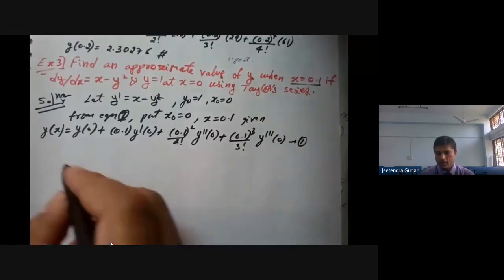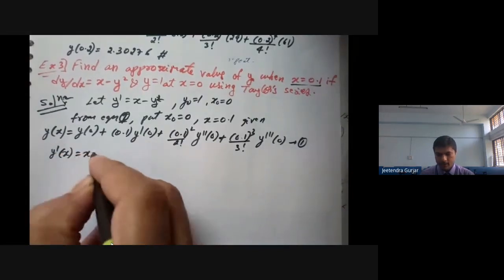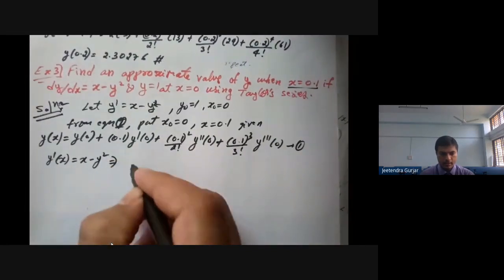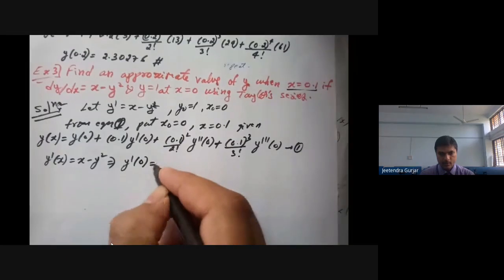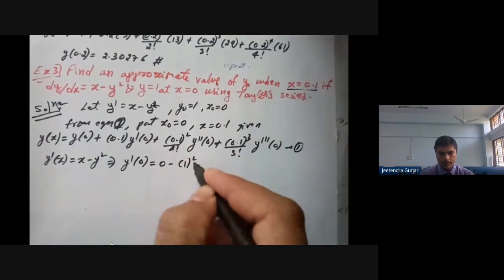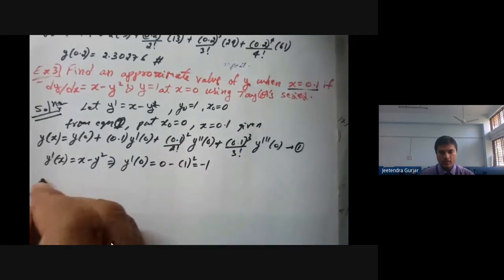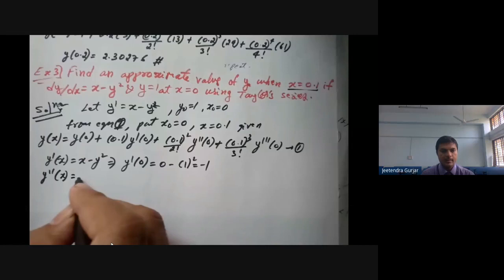So next step, you are going to first find y dash of x. So what is y dash of x? Already it is given x minus y square. If you substitute 0, you are going to get 0 minus 1 square, which is equal to minus 1. So y dash we have got it here, it is minus 1. So we have calculated this.